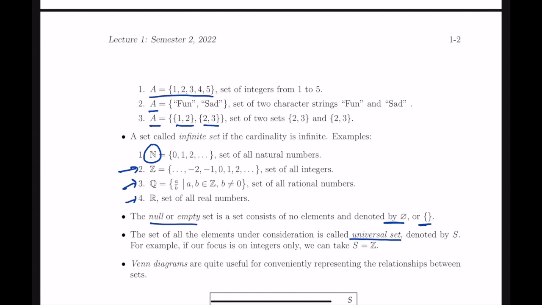For instance, if you're working with integers, you can think of the universal set, typically denoted as S, as the set of all the integers. In case you are playing with real numbers, then even though you're considering a finite set of real numbers, you can think of S being the set of all the real numbers, R.